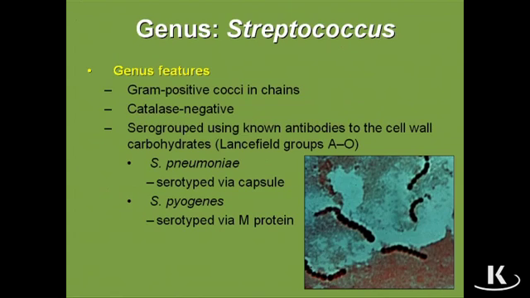Okay? They're also grouped, as we mentioned, by the carbohydrates in the cell wall. That's how we get group A strep, group B strep, group D strep, etc. They can also be serotyped by the capsule, as can be with strep pneumo. Additionally, they can be serotyped by way of their M protein. And the best example there is strep pyogenes, and I'll talk about those again once we get to the specific organisms.